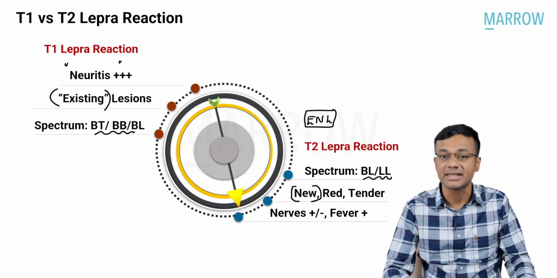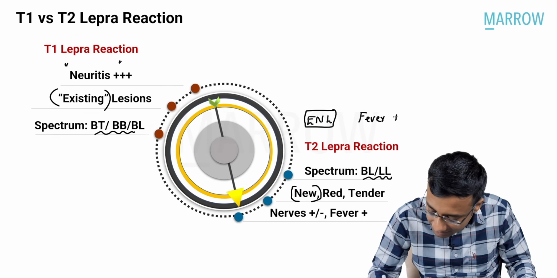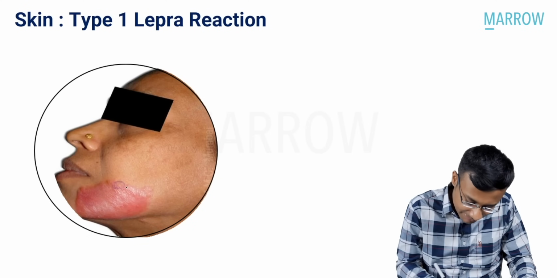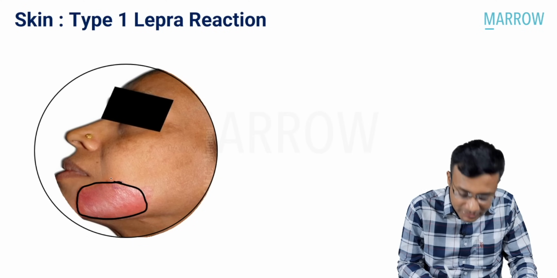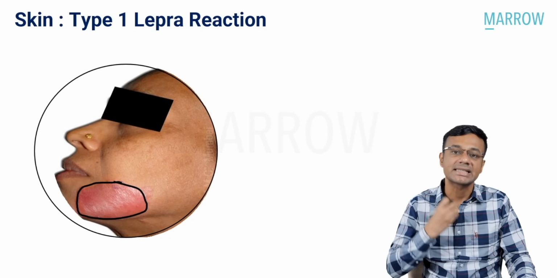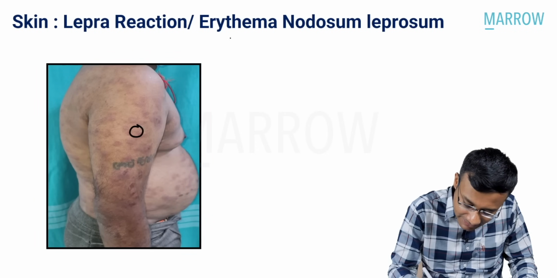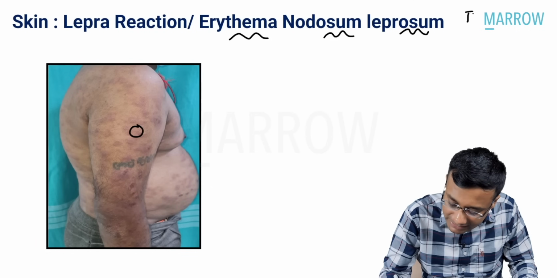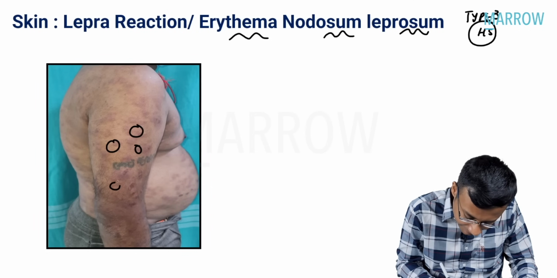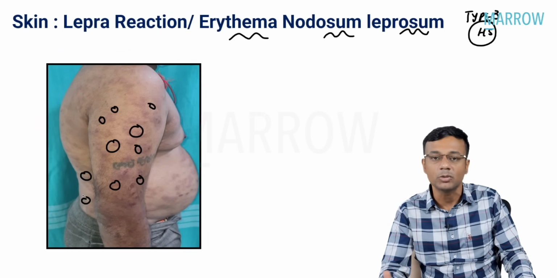And here, very important, is nerves may be involved but may not be involved, but very severe constitutional symptoms in the form of fever is going to be present in type 2 lepra reaction. Looking at this image of a patient with lepra 1, so this was a patient who had a white patch on the face, and when it undergoes the reaction, the existing patch suddenly becomes red, edematous and tender, whereas in type 2 lepra reaction called as erythema nodosum leprosum, which is an example for a type 3 hypersensitivity reaction, you get red tender nodules which come and go. So evanescent red tender nodules, that's type 2 lepra reaction.